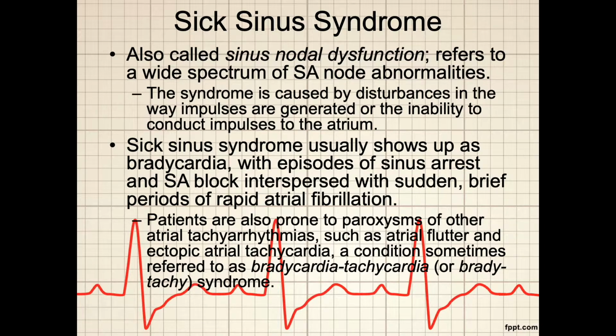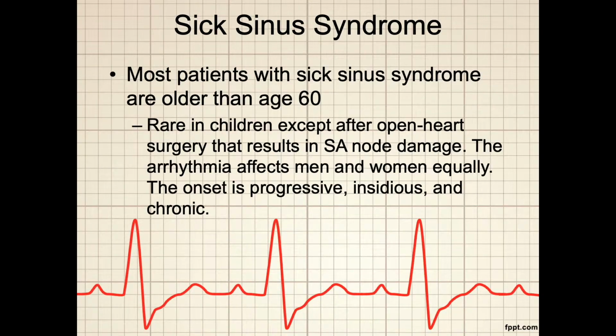Sick sinus syndrome usually shows up as bradycardia, with episodes of sinus arrest and SA block interspersed with sudden, brief periods of rapid atrial fibrillation. Patients are also prone to paroxysms of other atrial tachyarrhythmias, such as atrial flutter and ectopic atrial tachycardia, a condition sometimes referred to as bradycardia-tachycardia or Brady-Tachy syndrome. Most patients diagnosed with sick sinus syndrome are older than 50.